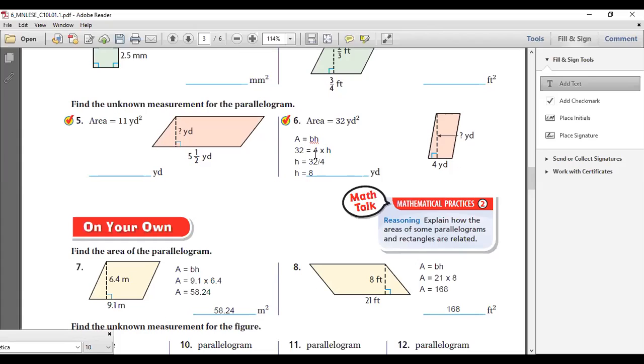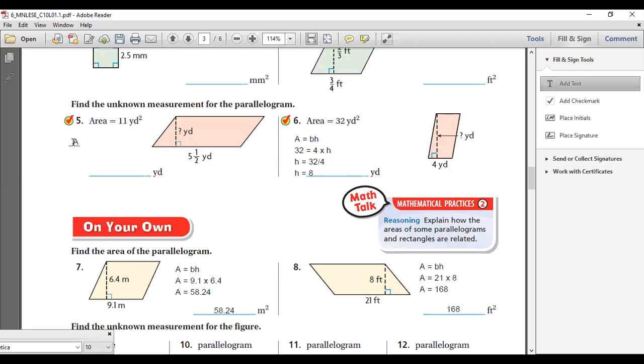Or simple as that, you can see 4 multiplied by what gives you 32? 8. So this is the proper way of doing it. This way I'm showing so that you can do anything using this way. 4 multiplied by 8 is 32, or 32 divided by 4 is 8. So the height is going to be 8 yards. This is going to be a lesson for today. Easy? Okay. So before we go on, let's do question number 5.